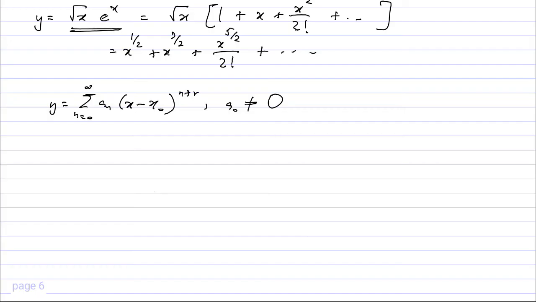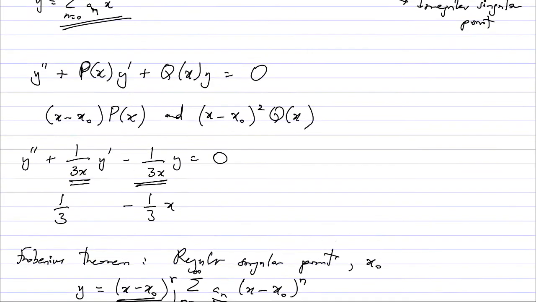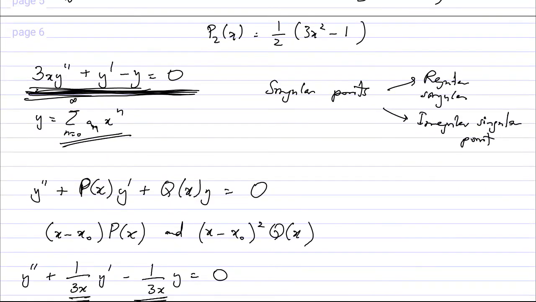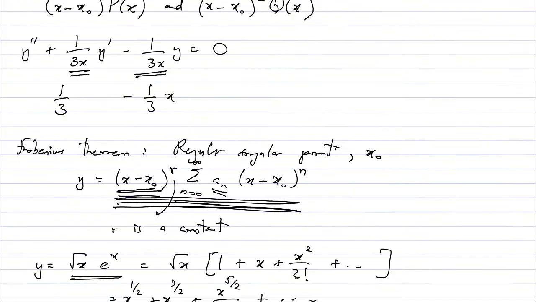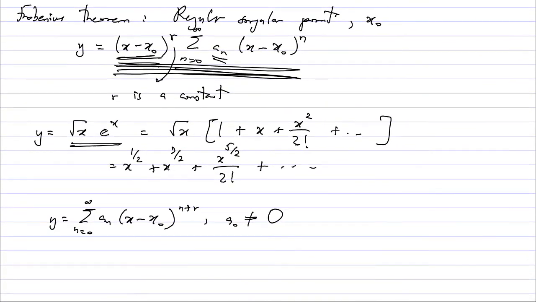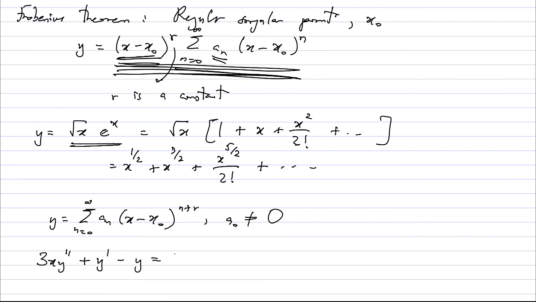Now, the best way to learn how to apply this so-called Frobenius series, this general infinite series, to solving a differential equation is just to do a simple example. So let's take the example that I introduced above, this differential equation over here: 3x y double prime plus y prime minus y is equal to 0.